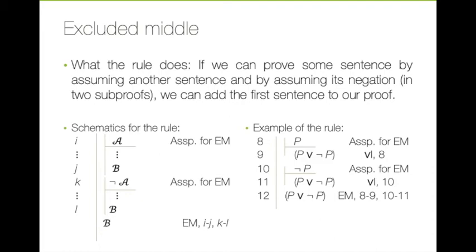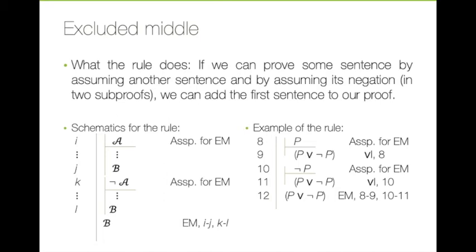We've got two subproofs, one that runs from lines I to J and the other that runs from lines K to L. The first one introduces A as its assumption, and the second introduces not A as its assumption. So we have a sentence and its negation as our two assumptions for excluded middle. And our goal is to prove the same sentence B from both of those assumptions. If that's the case, then we can add B outside of those subproofs and justify it by excluded middle on lines I to J and K to L. And to the right, we have the rule in use.